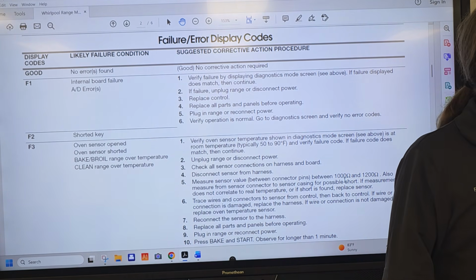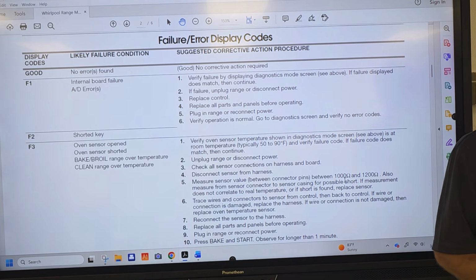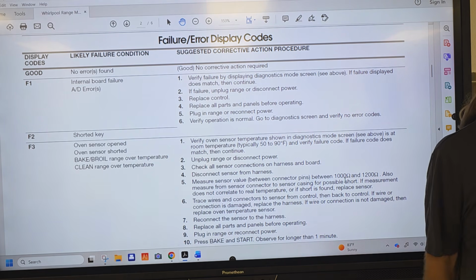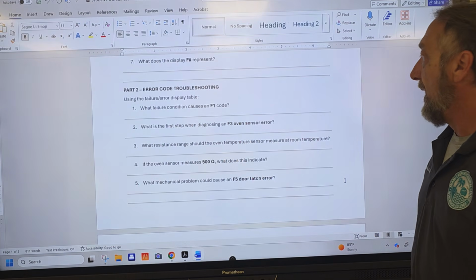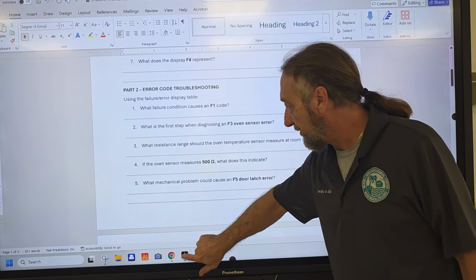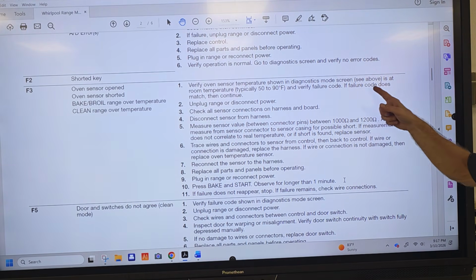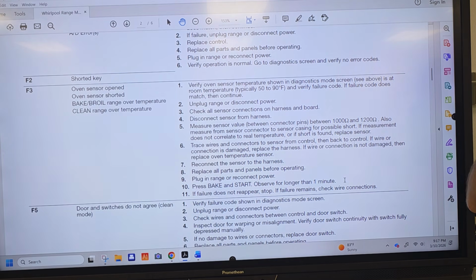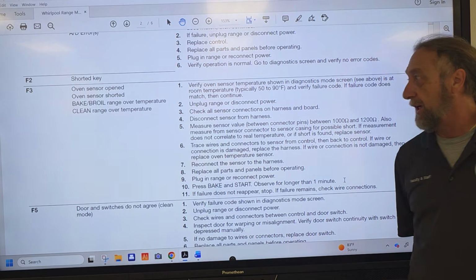So sometimes unplugging the machine and plugging it back in resets the control board and the error's not there anymore. Sometimes the programming trips over itself and causes a problem. Okay? Next question. What is the first step when diagnosing an F3 oven sensor? Let's go to F3. Verify oven sensor diagnostic mode screen is room temperature, typically 59 degrees. Verify failure code. If failure code does not match, then continue. Okay? So they want you to do that.